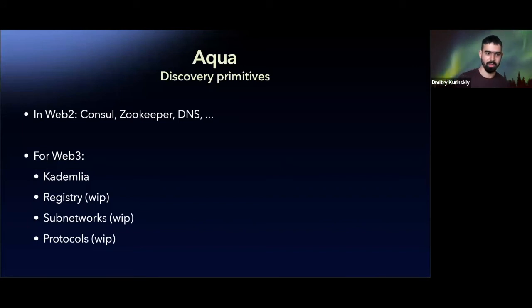We have a registry. It was previously known as Aqua DHT, and now we are going to switch to the registry name. It's like IPNS, but not exactly IPNS. So it's work in progress. Subnetworks are work in progress. Protocols are work in progress. And what does it mean that it's a work in progress? It means that we identified these problems and we understand that to get on par with Web2 and to provide the best experience for developers, we need to fill these gaps.